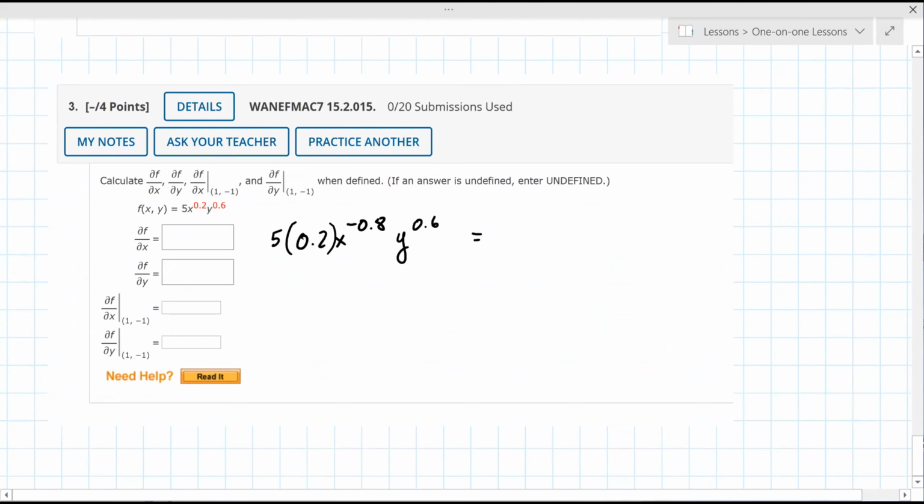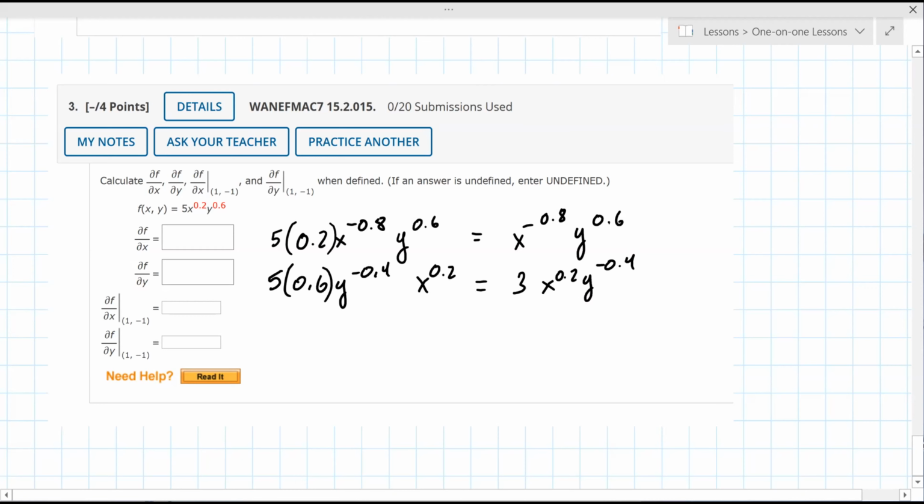So if you want to, you can simplify here, and you can say, okay, well, 5 times 0.2, that's 1. So this is x to the -0.8, y to the 0.6. Now, when you do the same thing with respect to y, you're just taking the derivative of that. So it's 0.6 y to the -0.4 power. Okay, that 5 comes along, and that x to the 0.2 comes along. 5 times 0.6 is 3. 3x to the 0.2 y to the -0.4 power.